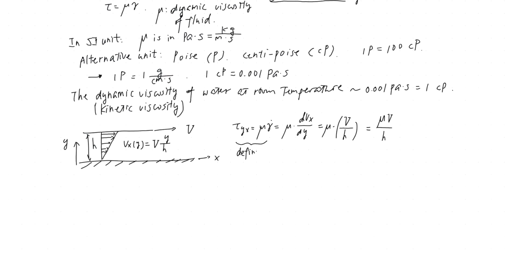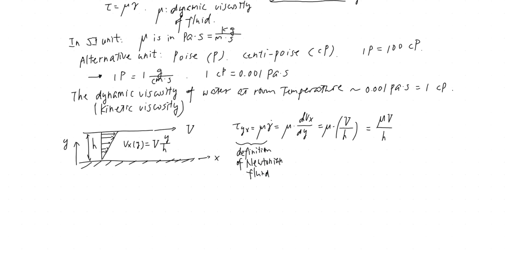Definition of Newtonian fluid. Then you carry on the computation. So what is gamma dot? Gamma dot is dvx/dy. Then you can plug in the expression of vx. We just give you the expression, it's linear in y. So the derivative gives you v divided by h. So the final viscous shear stress is mu v divided by h.